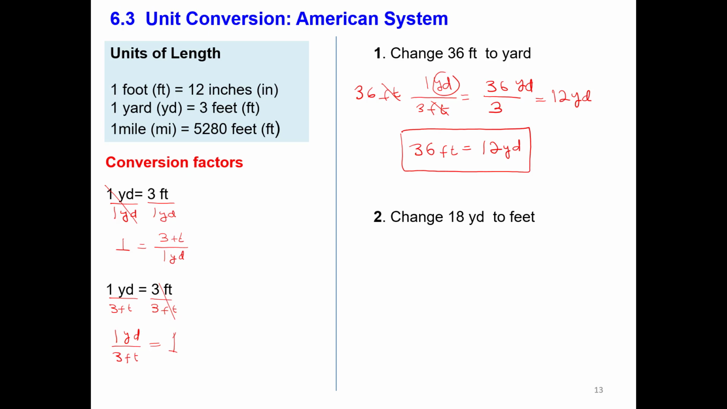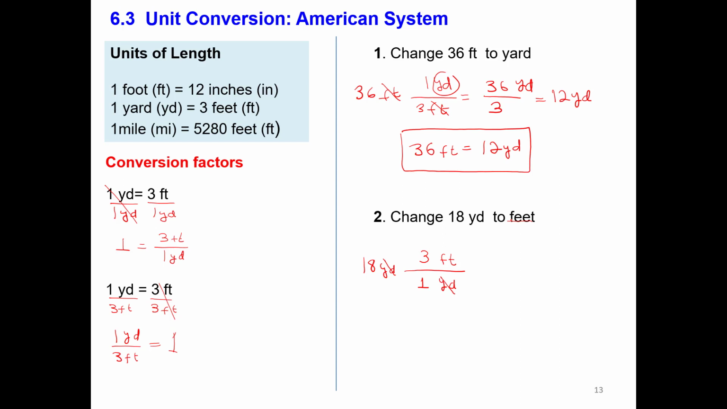Now we want to change 18 jars to feet. Let's start with 18 jars. We need jar here and feet here because we need to cancel out the jar. The right conversion factor in this case is 1 jar equals 3 feet. Why? Because we can cancel out the jar and we have feet, which is the unit we want.